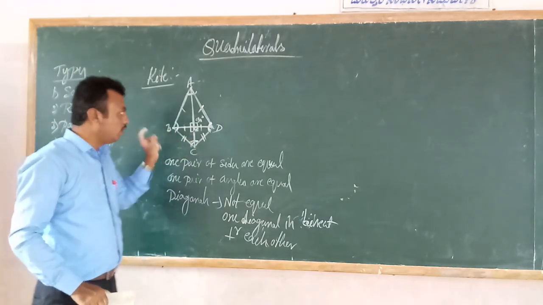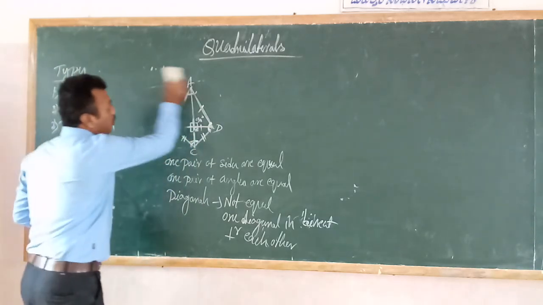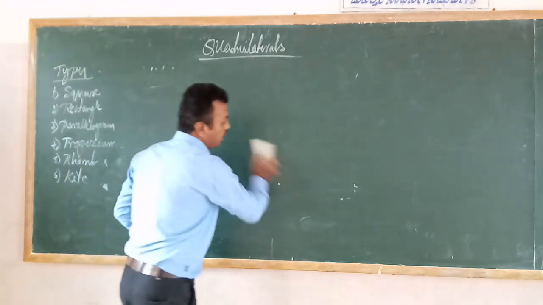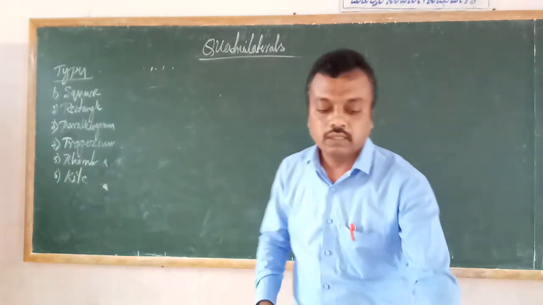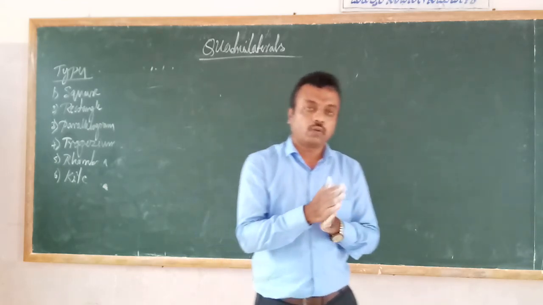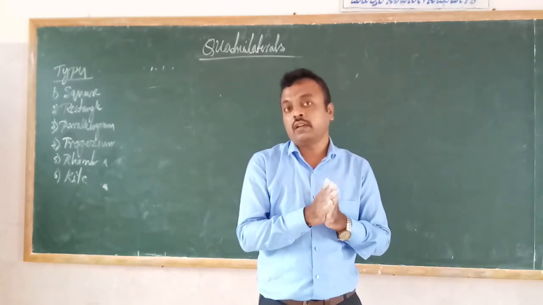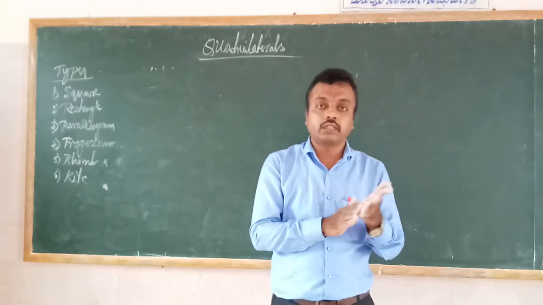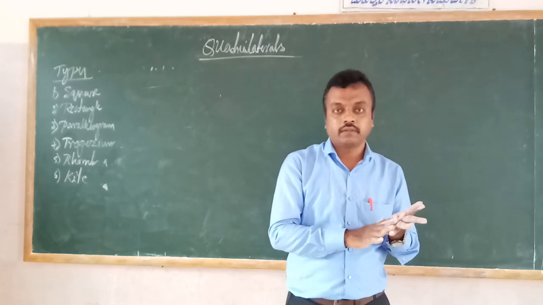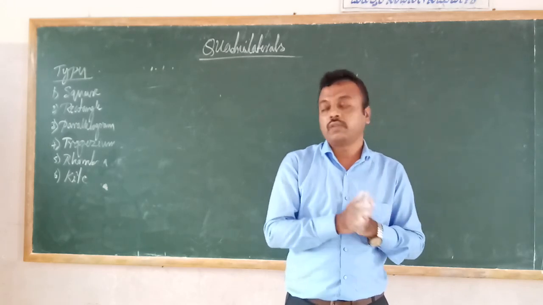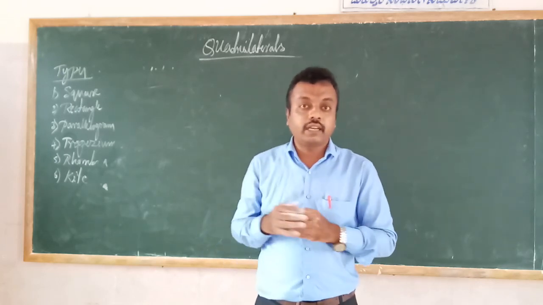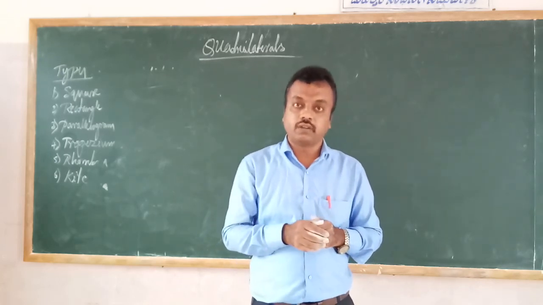Have you understood? Like this, we are discussing the properties of the types of quadrilateral. In this class we discussed quadrilaterals, their properties and their types: square, rectangle, parallelogram, trapezium, rhombus and kite. In the next classes we will discuss the related theorems. Okay students, thank you.